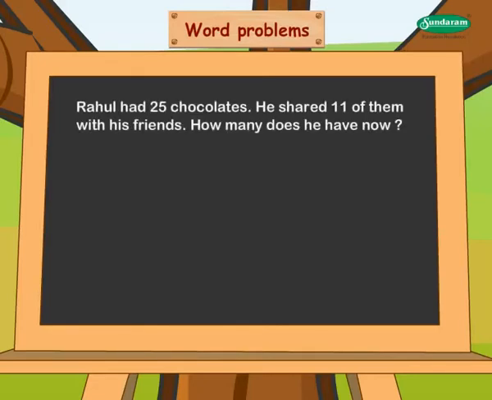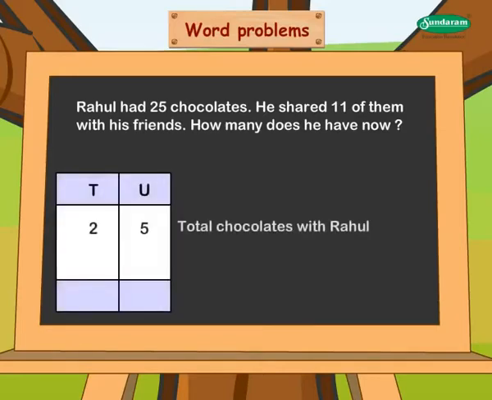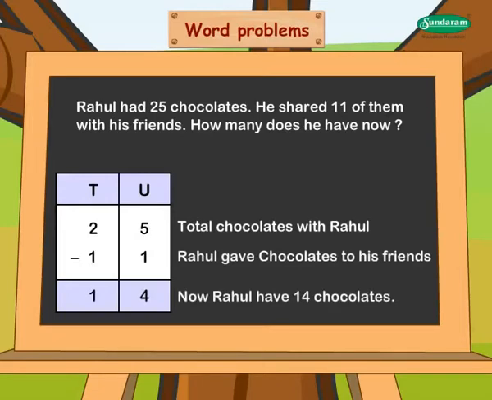Rahul had 25 chocolates. He shared 11 of them with his friends. How many does he have now? 25 total chocolates with Rahul minus Rahul gave 11 chocolates to his friends. Rahul has 14 chocolates. Answer 14.